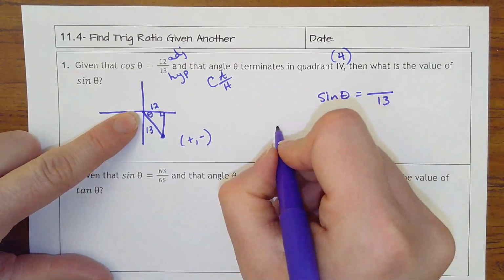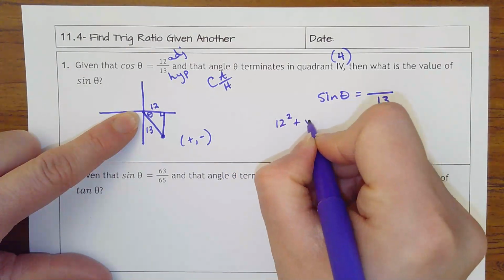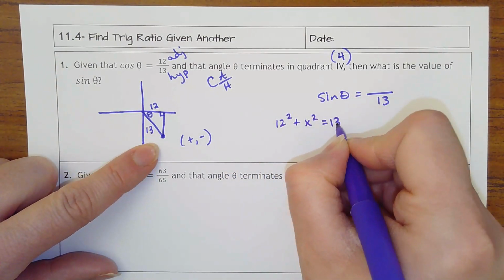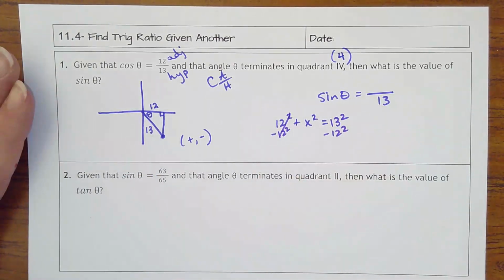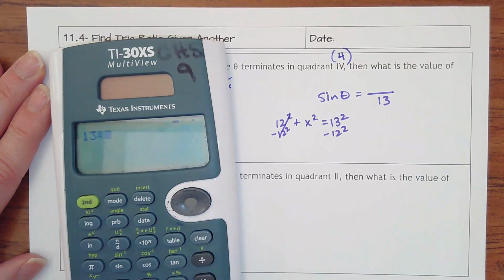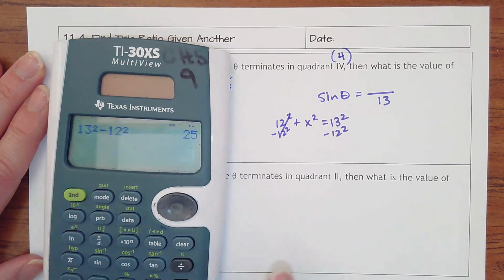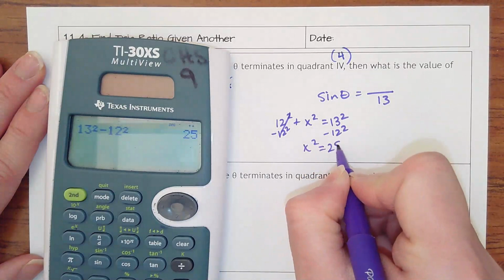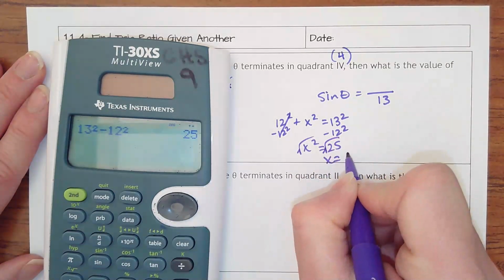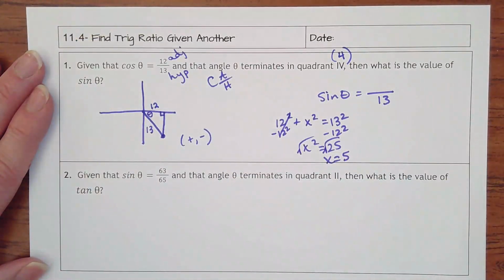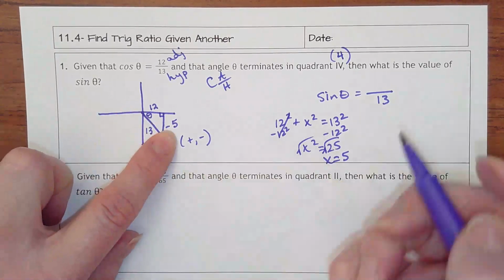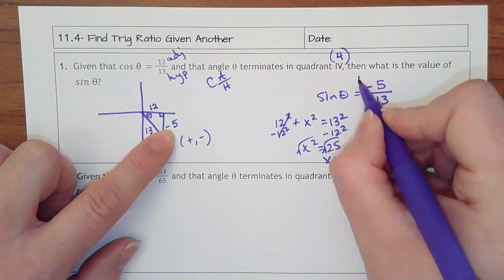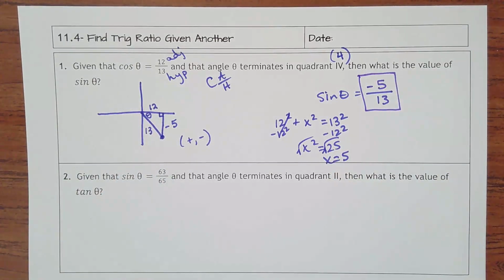So from here, I'm going to do Pythagorean theorem and have my 12 squared plus x squared equals 13 squared. And then I'm just subtracting my 12 squared. Doing it on a calculator, we should be quick at this by now. 25, and then square rooting that. So x is 5. So again, I'm not getting a negative answer. I need to know that it's negative because of the quadrant that it's in. So from this angle, my opposite is negative 5 over 13. So drawing the picture definitely helps.